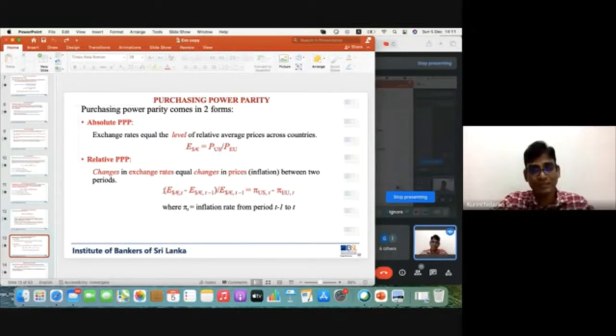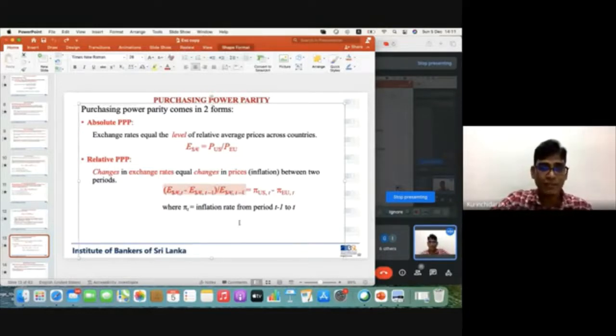You can see from this formula, if you take the USD Euro exchange rate today and yesterday's one, you are going to see the change in the exchange rate. That change is divided by the previous exchange rate. Now let's assume USD Sri Lankan rupee is 200 today and yesterday it was 180. So you have a change of 20 on 180. It was 180 earlier and increased by 20. So 20 divided by 180 is the proportionate change. That should be equal to inflation in the US minus inflation in the EU.